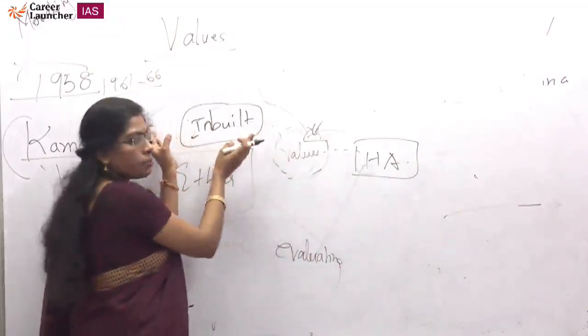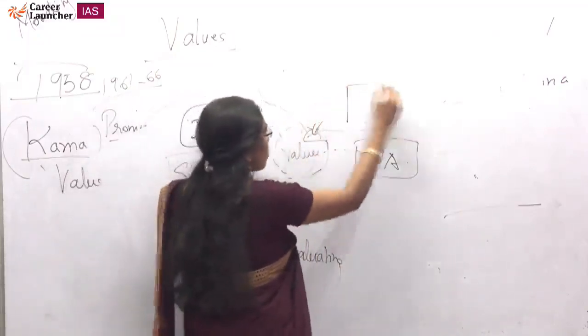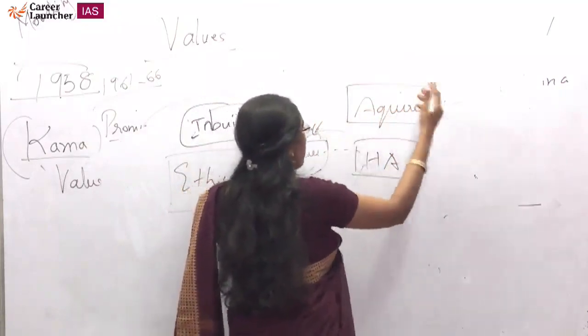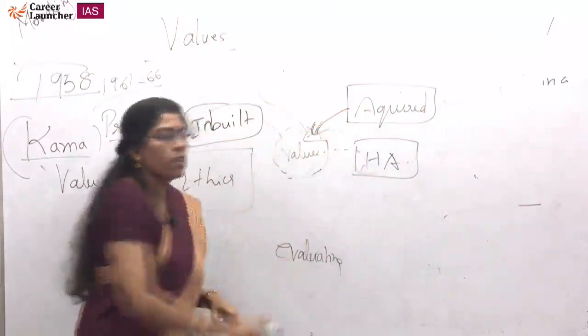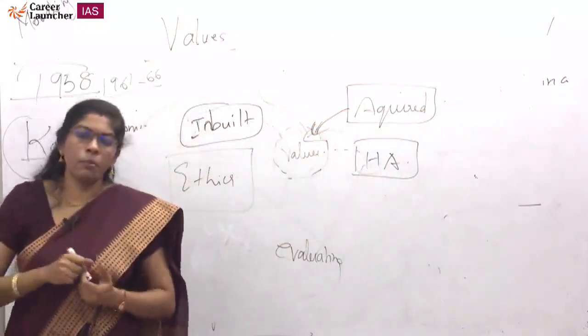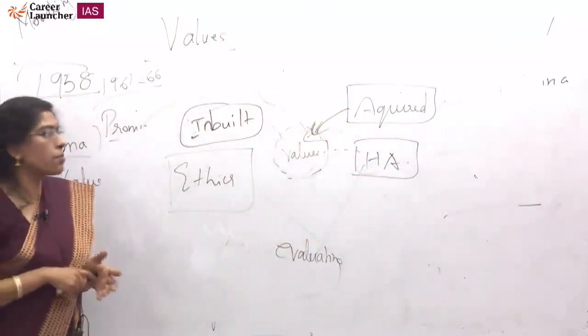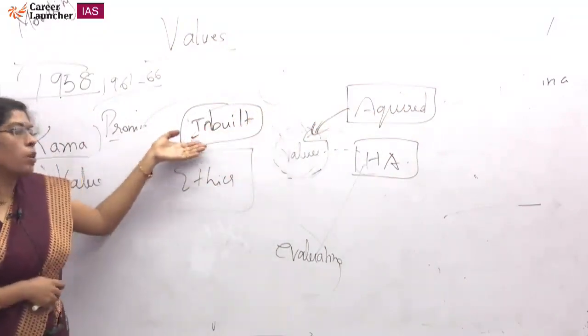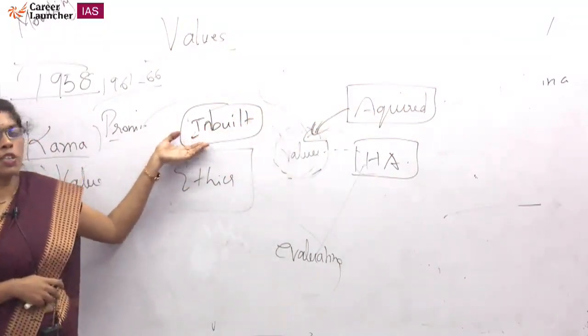One, either it is inbuilt in the human, or it is acquired through various stages, from the environment, from the society, from the educational institutions, from the family, from the father, from the mother. You are going to acquire some value systems. They are called acquired values. Already I told you that certain values are built into your gene system.